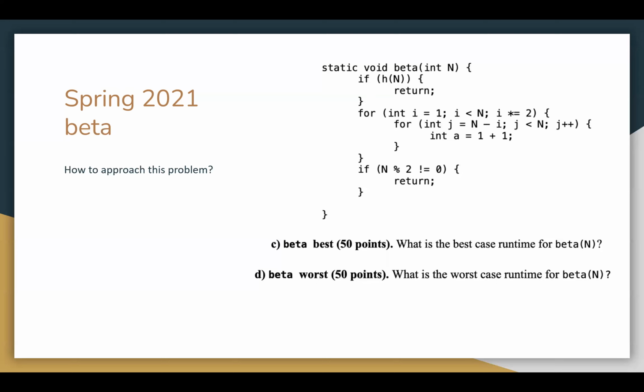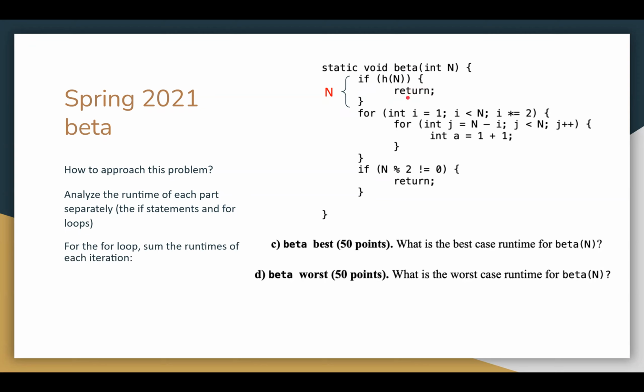Okay, so let's go over this together. We're trying to analyze the runtime for each part separately. We are first looking at the if statement, for loop, and then another if statement. So the best case would be theta n. This h takes linear time, so the runtime for hn would be n, and the best case is that our if statement is true and it immediately returns. So our best case here would be theta n.